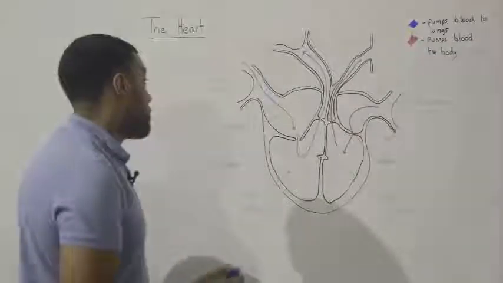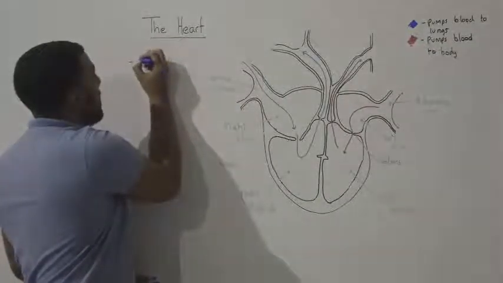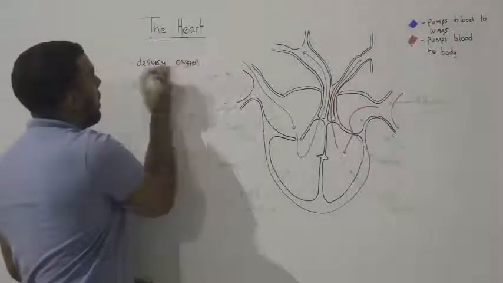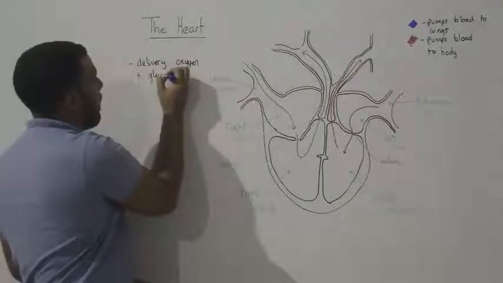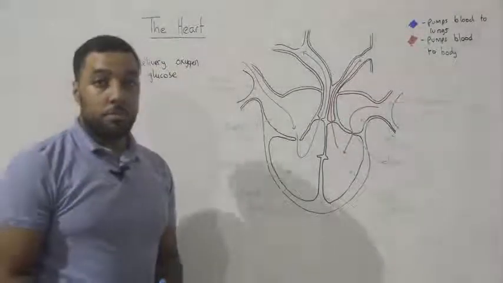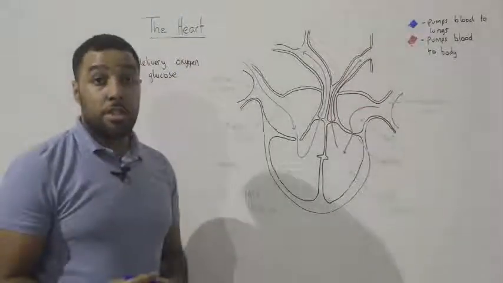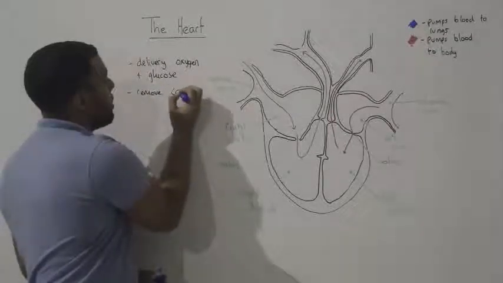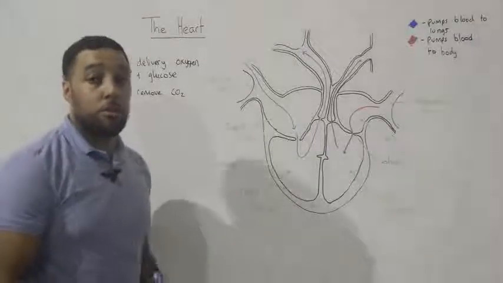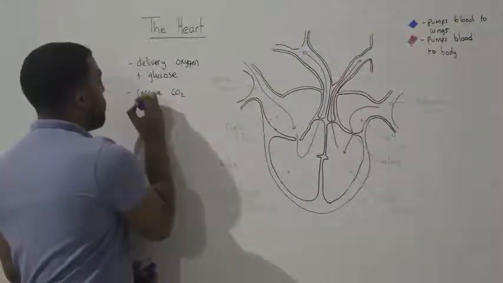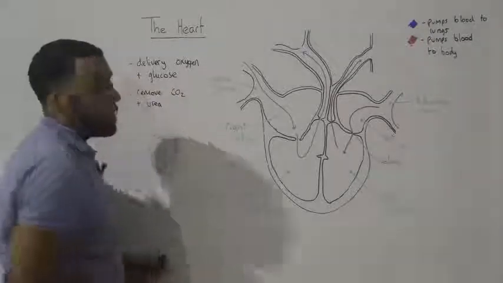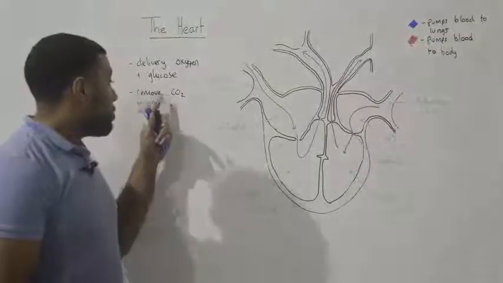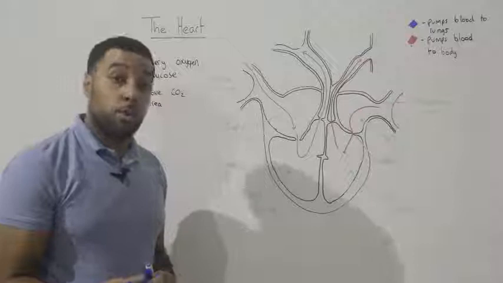The main purpose of our circulatory system is to deliver oxygen and glucose to our cells. The purpose of the circulatory system is also to remove carbon dioxide, which is a waste product from respiration, and also to remove urea. The blood will then take the urea to the kidneys, where we pass it out as urine, and the blood will carry the carbon dioxide back to our lungs, where we breathe it out.